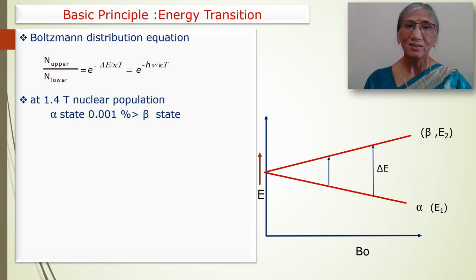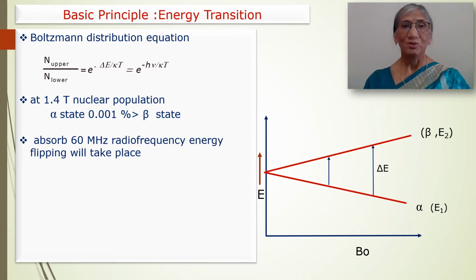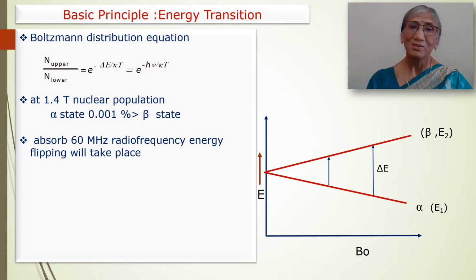So when we apply 1.4 Tesla of external magnetic field, there is a very small difference in the population of nuclei in the alpha and the beta state. The alpha state has just 0.001% higher population than the beta state. Now when we give electromagnetic radiation of 60 megahertz, nuclei present in the lower energy state will show absorption and they will flip.